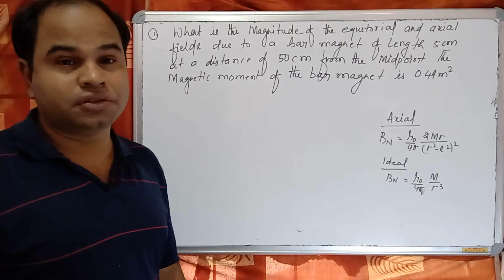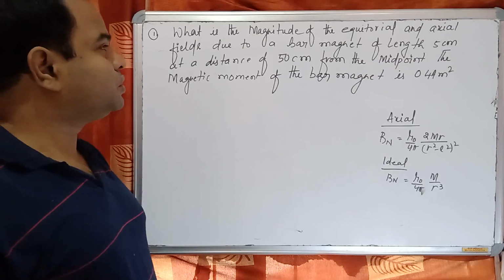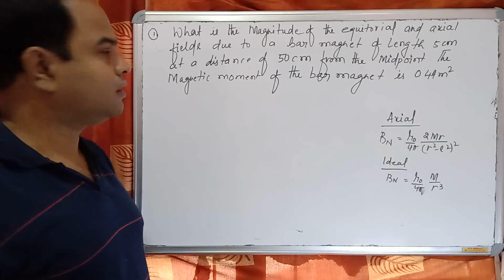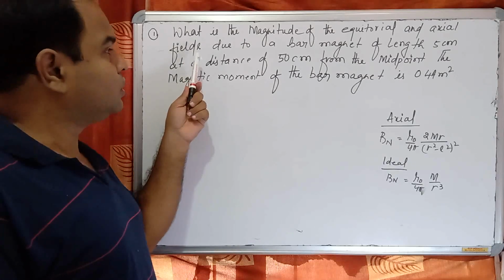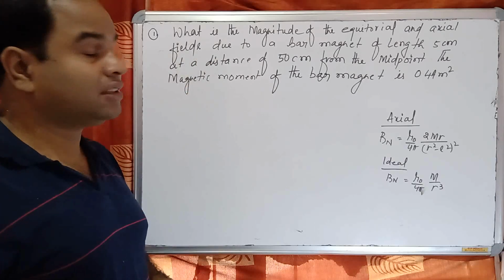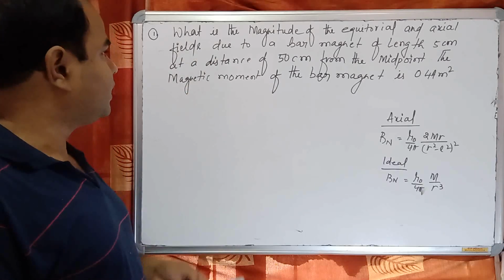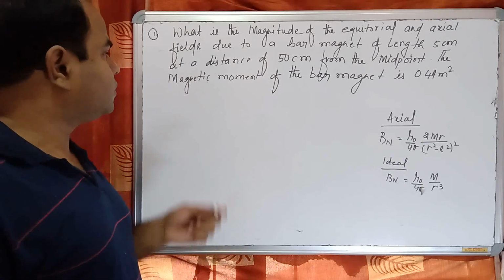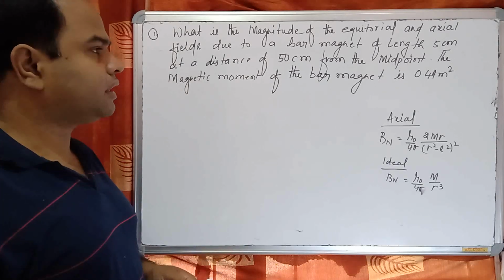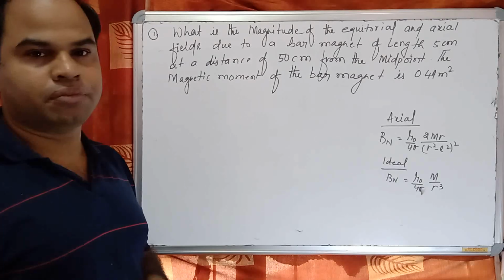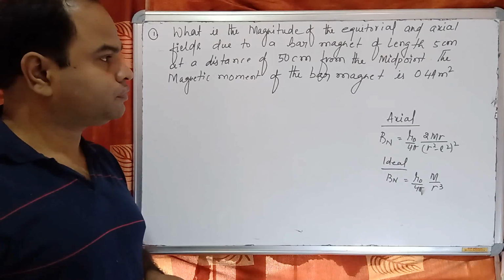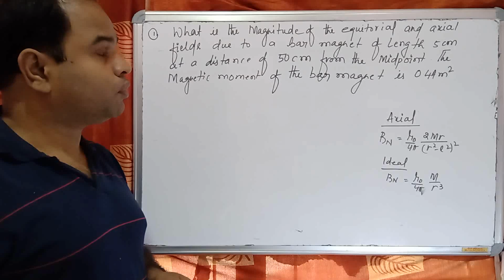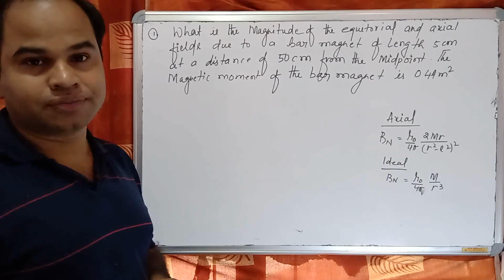The first question is: what is the magnitude of the equatorial and axial fields due to a bar magnet of length 5 cm at a distance of 50 cm from the midpoint? The magnetic moment of the bar magnet is 0.4 ampere meter square.